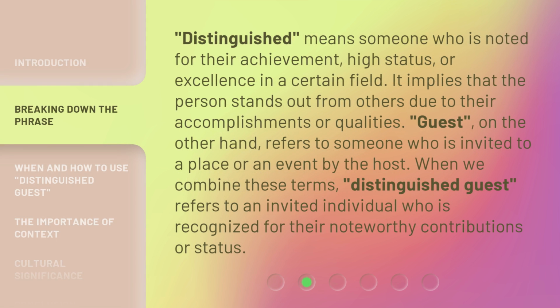Distinguished means someone who is noted for their achievement, high status, or excellence in a certain field. It implies that the person stands out from others due to their accomplishments or qualities. Guest, on the other hand, refers to someone who is invited to a place or an event by the host. When we combine these terms, distinguished guest refers to an invited individual who is recognized for their noteworthy contributions or status.